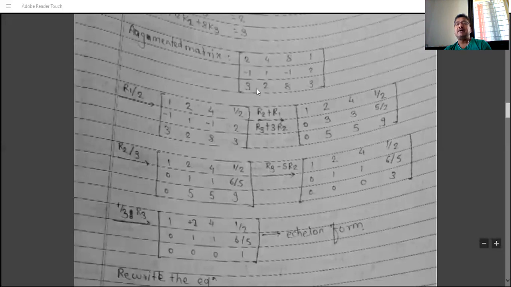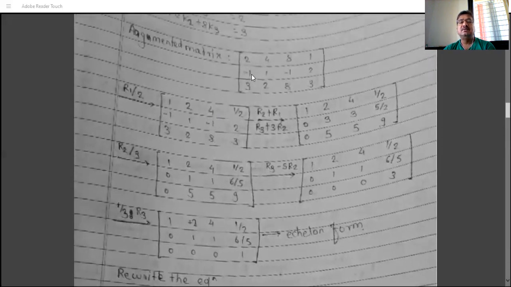So what is the augmented matrix? Rows: 2, 4, 8, 1; then minus 1, 1, minus 1, 2; and then 3, 2, 8 and 3. This is the matrix A, and this is the matrix B, and the combination of A and B is the augmented matrix AB. And now we have to reduce this matrix to echelon form. So apply R1 interchange R2, that is interchange the first and second row, and multiply the now first row by minus 1.